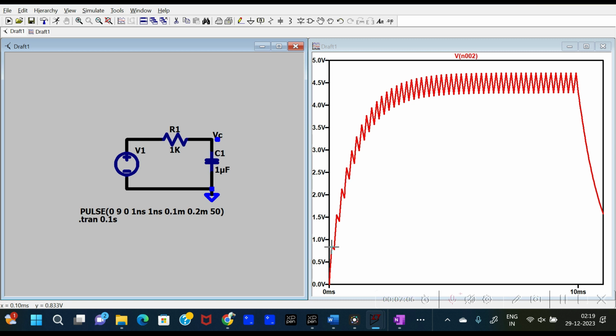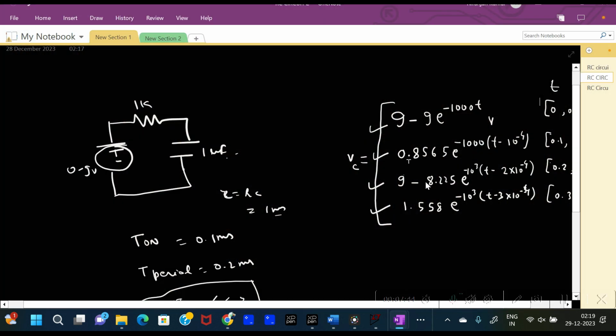What happens right after 0.1 millisecond is we change the supply voltage to 0 volt. Thereby, this will behave as a short circuit and the capacitor will start discharging in the direction opposite to the flow of current here. So the capacitor will discharge in this direction and the voltage across the capacitor will decrease. How much it will decrease is again governed by this equation. How much will it decrease in another 0.1 milliseconds?